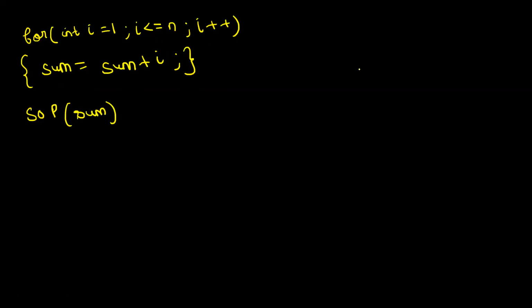Okay, this was the code. Now let's try to do a dry run of what exactly is happening. Let's say n is equal to 4. I want to find the sum of the first 4 natural numbers. What are the first 4 natural numbers? 1, 2, 3, 4. And what is their sum? 1 plus 2 plus 3 plus 4, which is nothing but 10. So if I give the input as 4, the output should be 10.